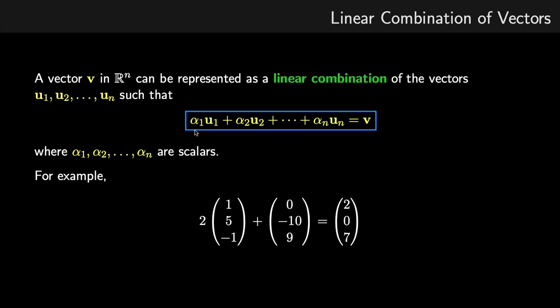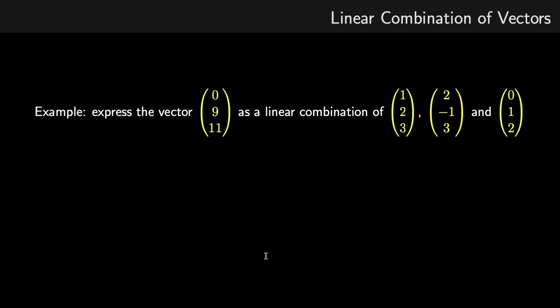So if we have alpha 1 times the vector u1 plus alpha 2 times the vector u2, and so on and so forth, up to alpha n multiplied by the vector un, this is equal to our vector v. So the left hand side here is known as a linear combination of the vectors u1 up to un. So here's a simple example. Here we've got two vectors, and if I multiply the first vector by 2, and then add on the second vector, we have 2, 0, 7.